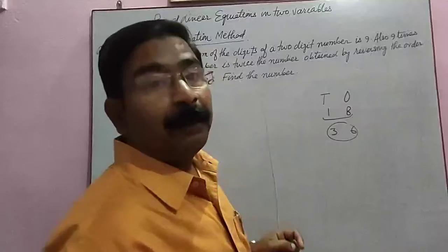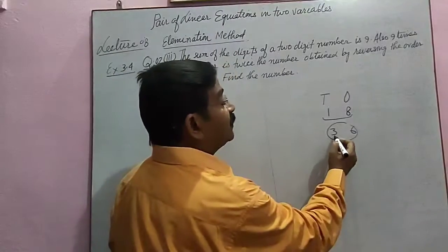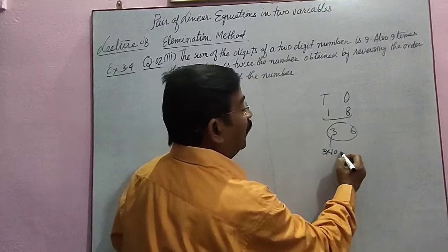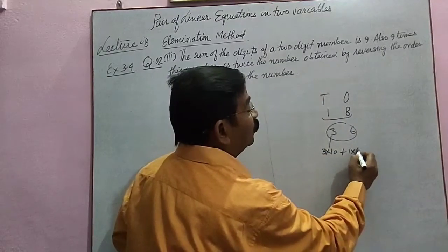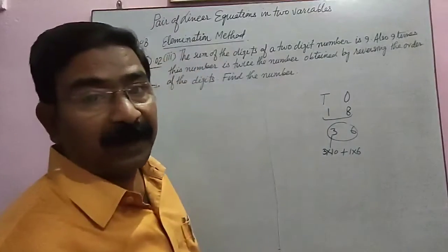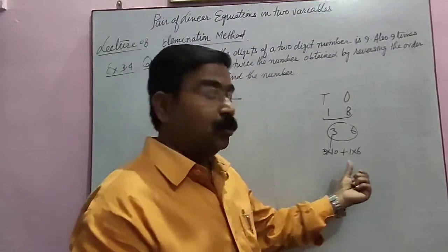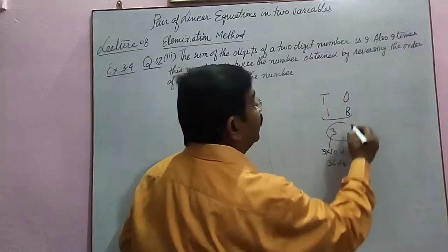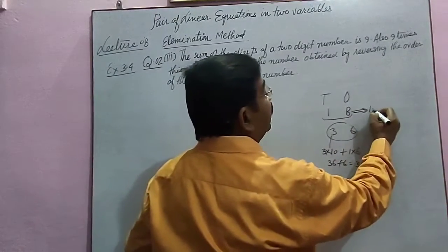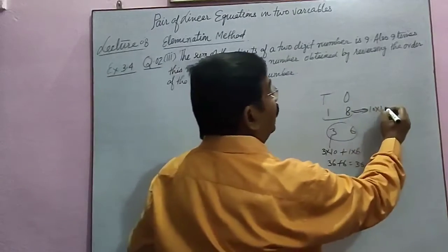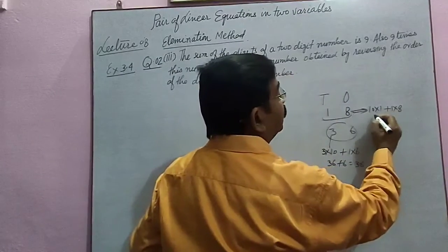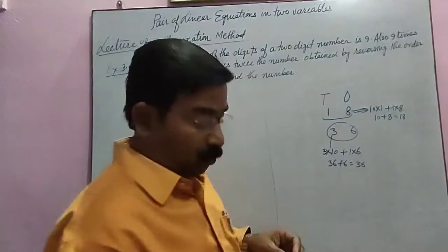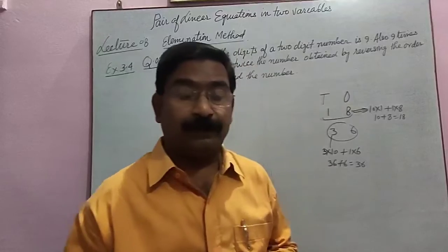Means we write the place value. The digit which is at tens place, we write this 3 into 10 and plus 1 into 6. The digit at ones place we multiply by 1 and we add the two. Means 30 plus 6 is 36. Here the tens digit is 1, so 10 into 1 plus 1 into 8. So 10 plus 8 is 18. Means we use the place value system.